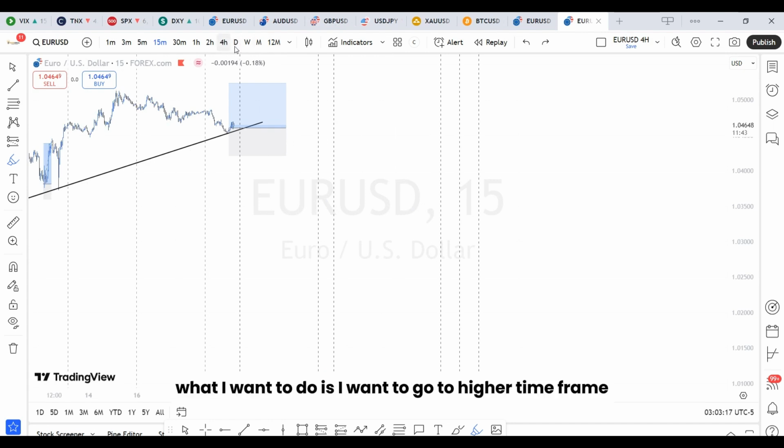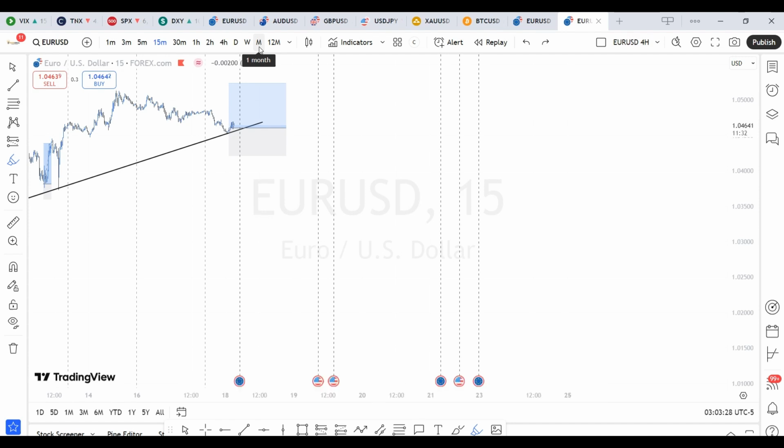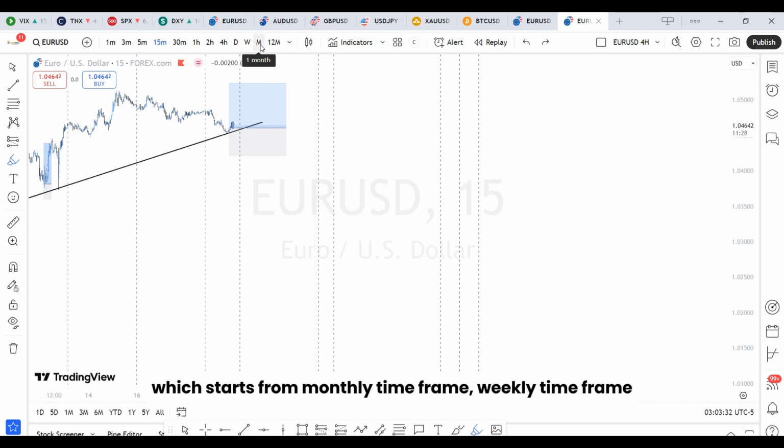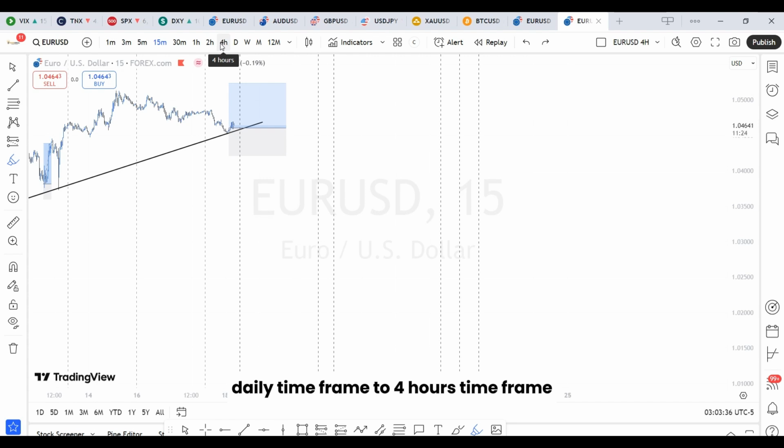So I want to go to higher time frame. We divided our time frame bias into 3 different groups. Higher time frame, which ranges from monthly, weekly, daily to 4 hours time frame. Lower time frame, which is from 4 hours, 2 hours, 1 hour to 30 minutes time frame. Then entry time frame from 15 minutes all the way down to 1 minute time frame.